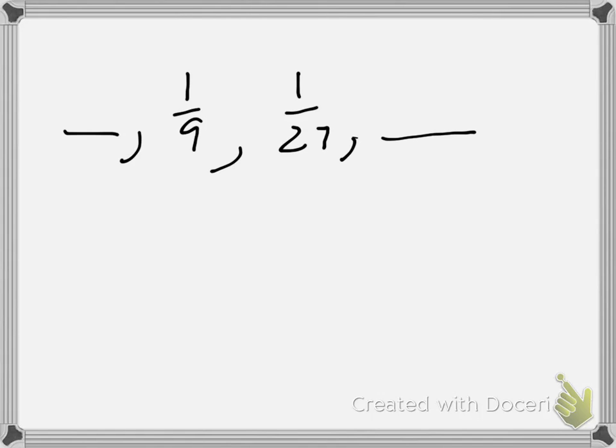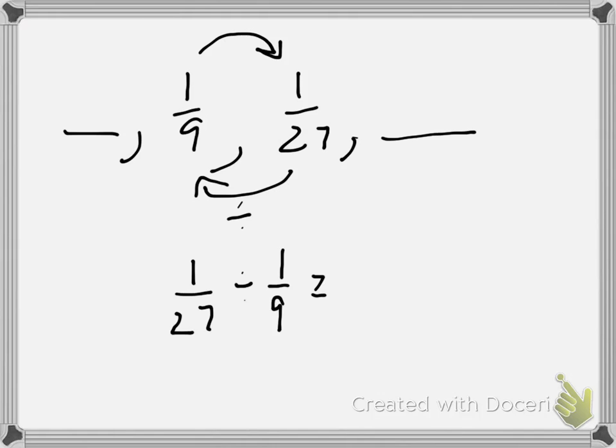For our next one, we have blank, then 1/9, then 1/27, and then blank. So once again, we have to find out what we're going to multiply by. Since they're fractions, the easiest thing to do is go ahead and go backwards and do our division. So we're going to start with 1/27, and we're going to divide by 1/9. And here we keep this 1/27. We change this to multiplication, and we flip 1/9 to 9/1.